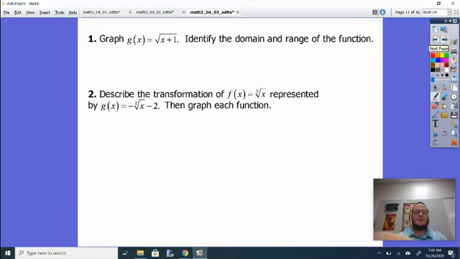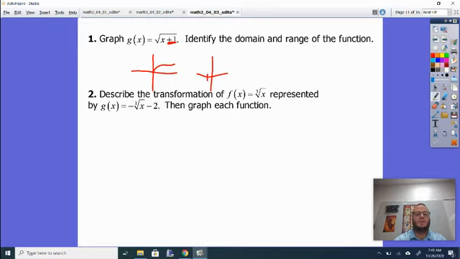Okay, so same idea. Graphing this one. This is my parent function. Now for this one, I am going to move to the left by 1. So instead of starting at 0, 0, it's going to start at negative 1, 0. So my domain is going to be all x's greater than or equal to negative 1. My range is going to be all the y's 0 or greater.